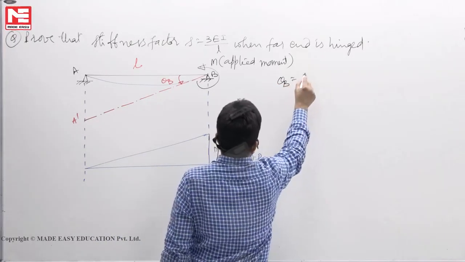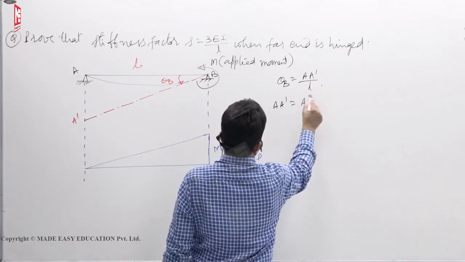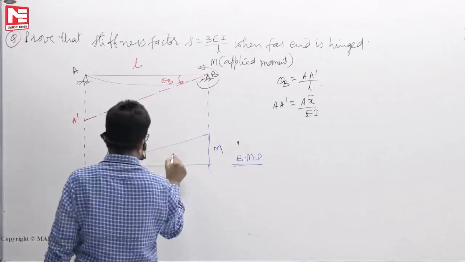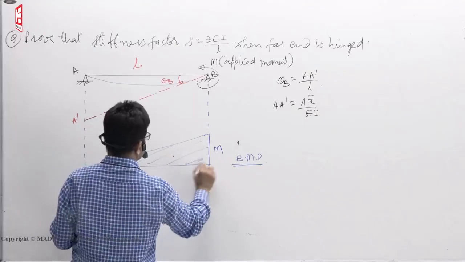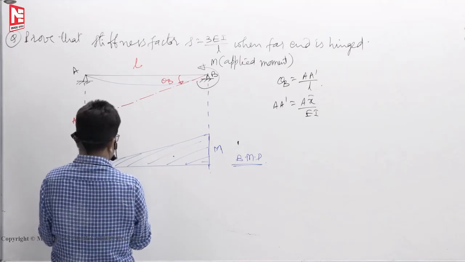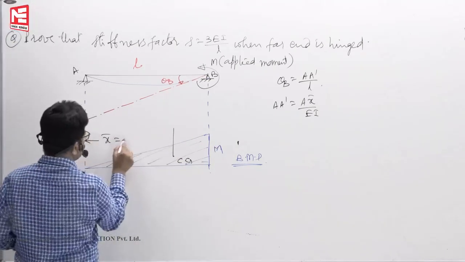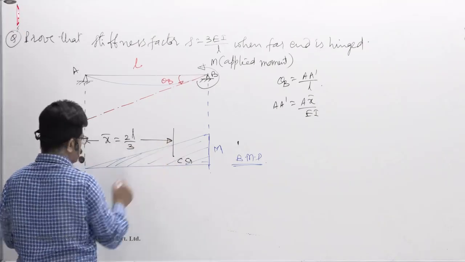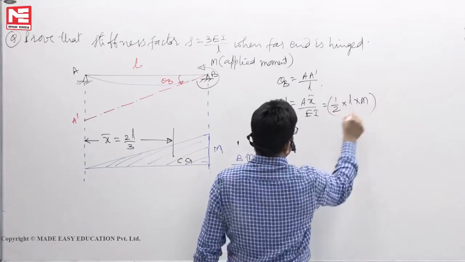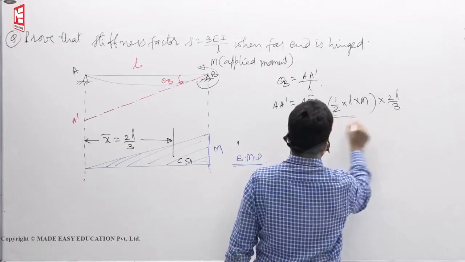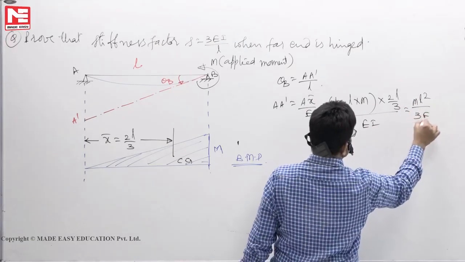So theta B is equal to A dash by L. Then A dash is equal to A x bar by EI. X bar means this one. This is the bending moment diagram. So centroid is here. X bar is this one. This you have to calculate, not this one. So x bar is 2L by 3. So area is half base into height into x bar, 2L by 3, divided by EI. So 2 cancels out. You will get ml square by 3EI.